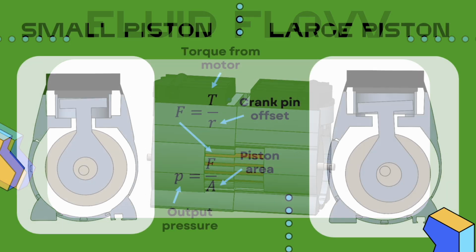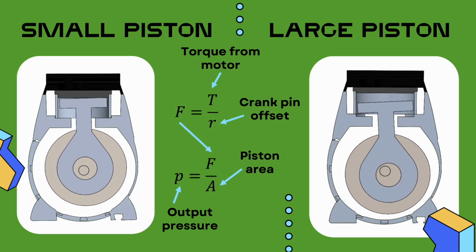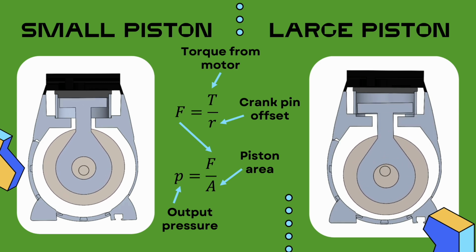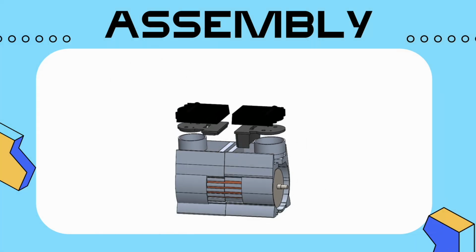Both pistons are connected to a shaft providing the same torque, and because the small piston has a larger crank pin offset, it creates a larger force. Since the small piston has a larger force and a smaller area than the other piston, it has the higher output pressure. Let's talk about the assembly.